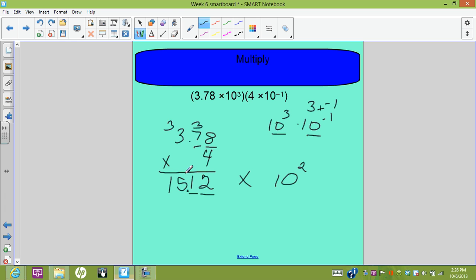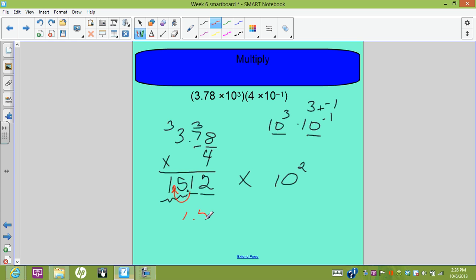But that's a faker. It is a faker because this first number here, 15, is not between 1 and 10. So we have to get rid of that faker by moving my decimal point, in this case, to the left one spot to get that to a number between 1 and 10.